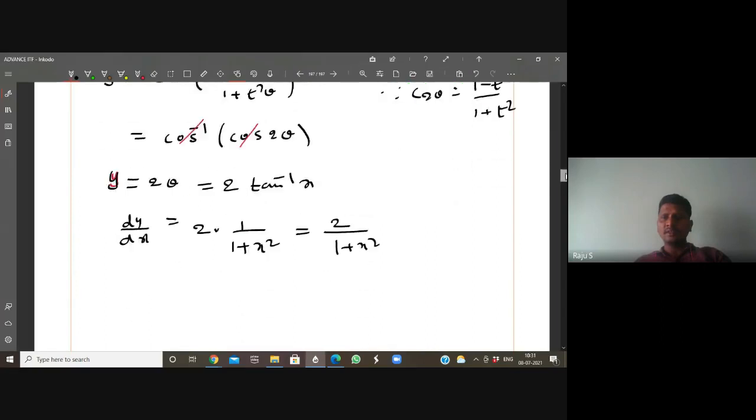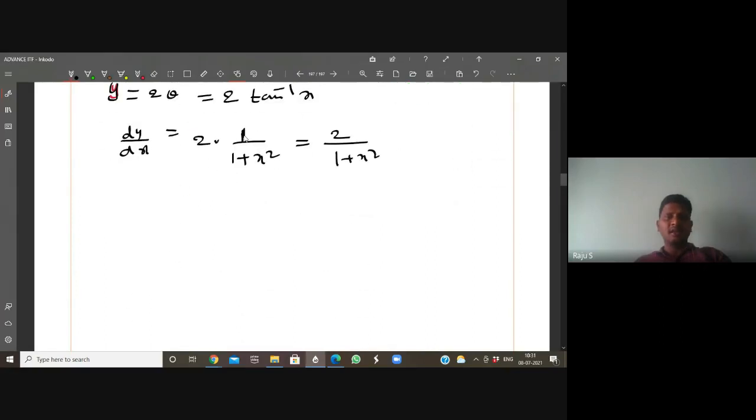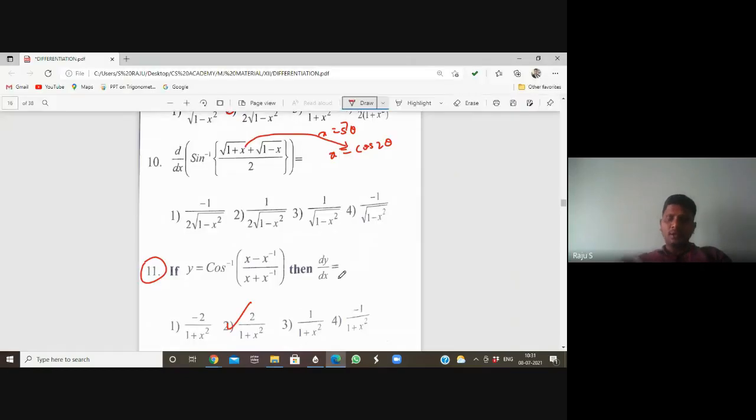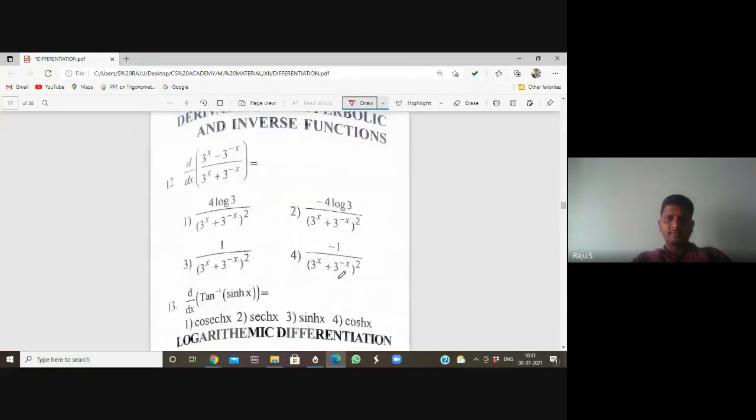I replaced here tan inverse x derivative directly, 1 by 1 plus x square. That's all. So we got the second option. Next.